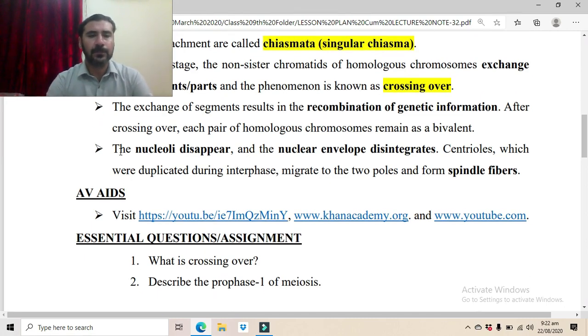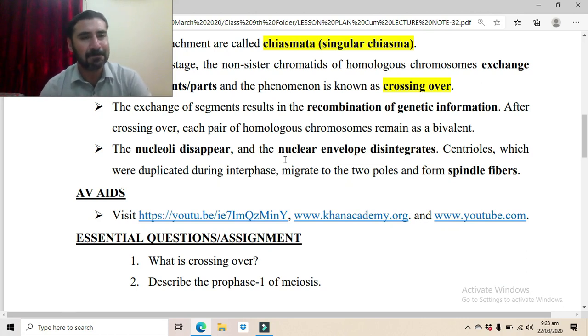Now, there are certain changes which occur in the prophase of mitosis, and those are similar here in the prophase of meiosis: the nucleoli will disappear and the nuclear envelope will disintegrate. It will be broken down, the nuclear envelope or the nuclear membrane. The centrioles which were already duplicated during interphase will migrate to the two poles and will form spindle fibers. These changes are similar to that of prophase of mitosis.